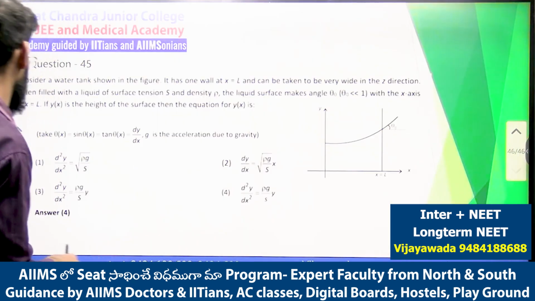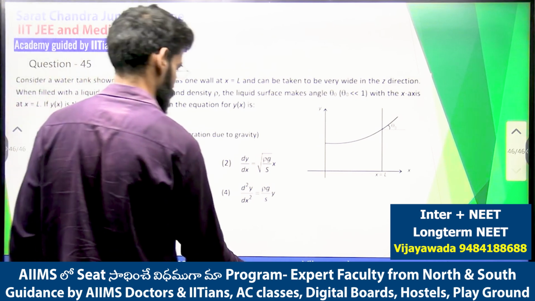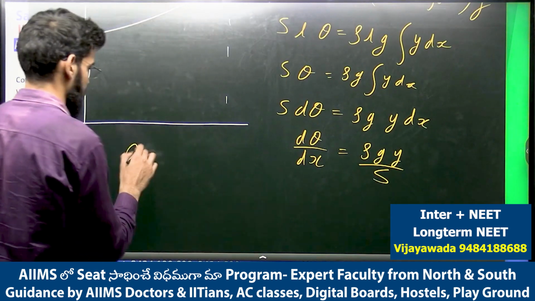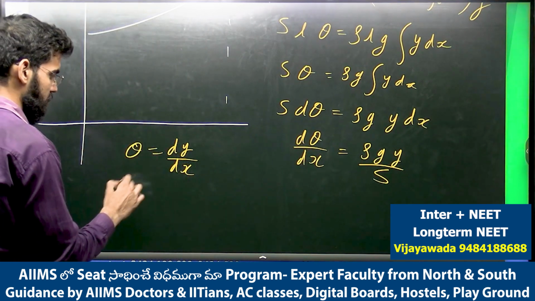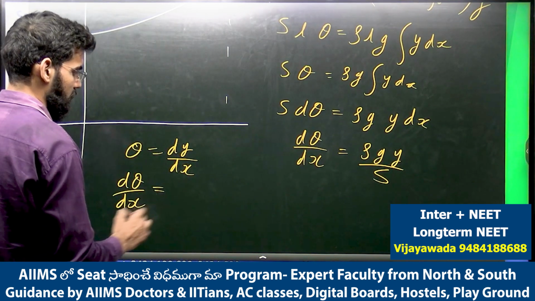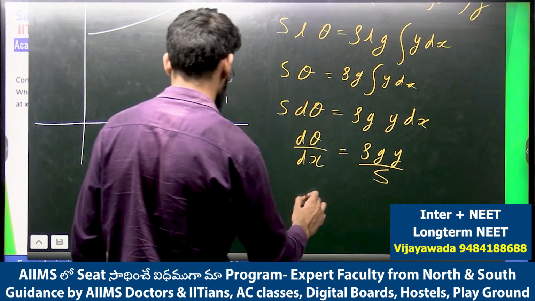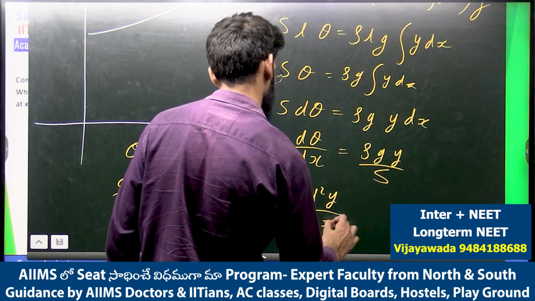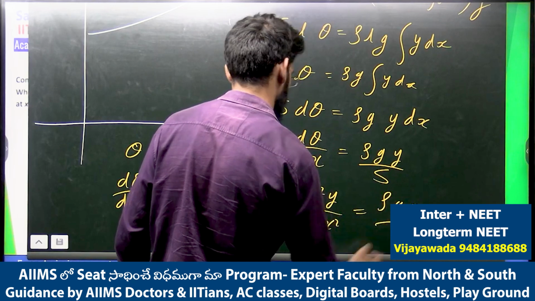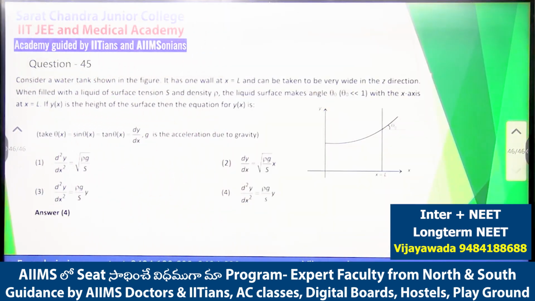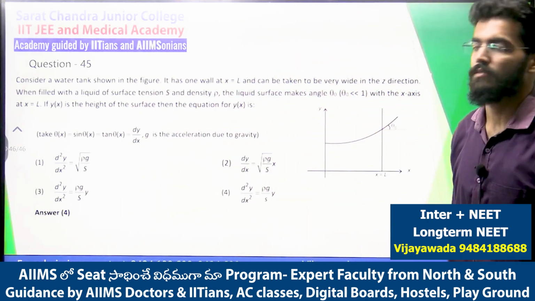Now I know that theta equals dy by dx. So here, d theta by dx, differentiate this again. So d theta by dx equals what? d2y by dx square, right? Replace this here. So d2y by dx square is rho g y divided by S. That is the fourth option. That's it. Not hard.